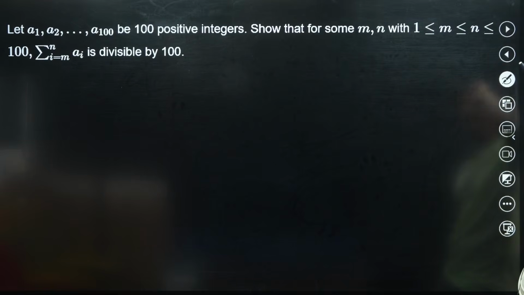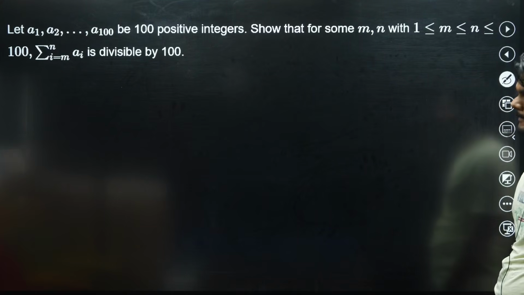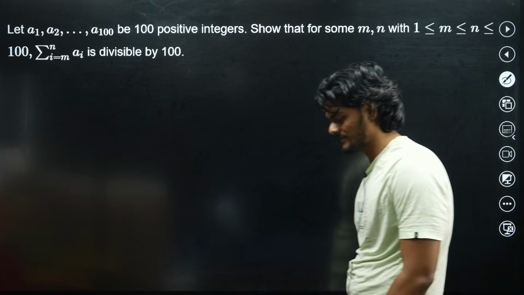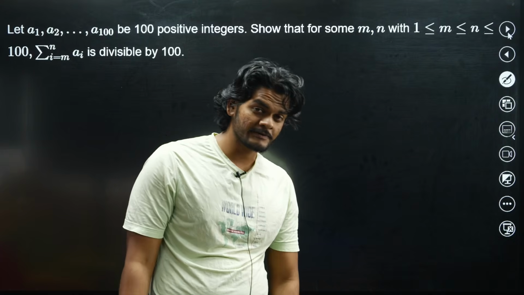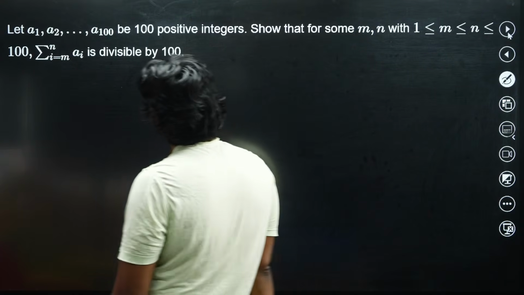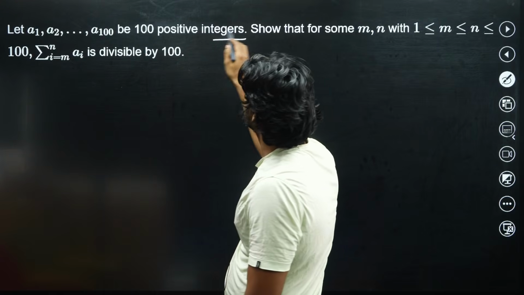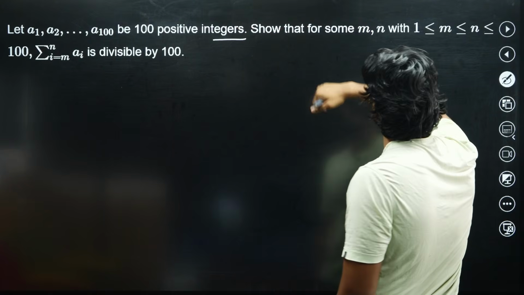I want you to pause and try this question once. I hope you have paused it. So this is actually related to the pigeonhole principle as well. It's a very good question. So we have positive integers a1, a2, a3 till a100, 100 positive integers.